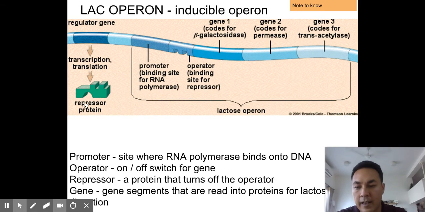If lactose, actually it's allolactose, it's just an isomer of it, comes into the cell and binds to this repressor protein, it will inactivate it.